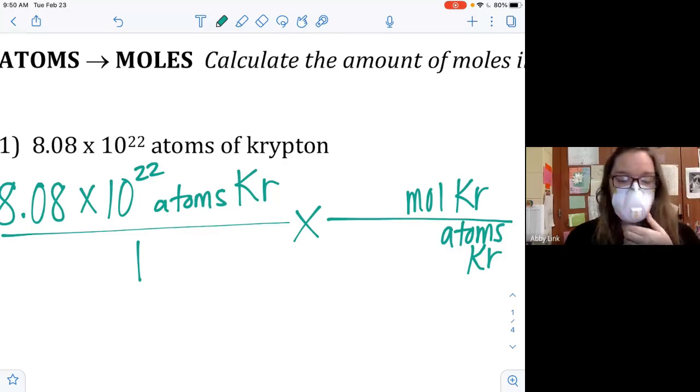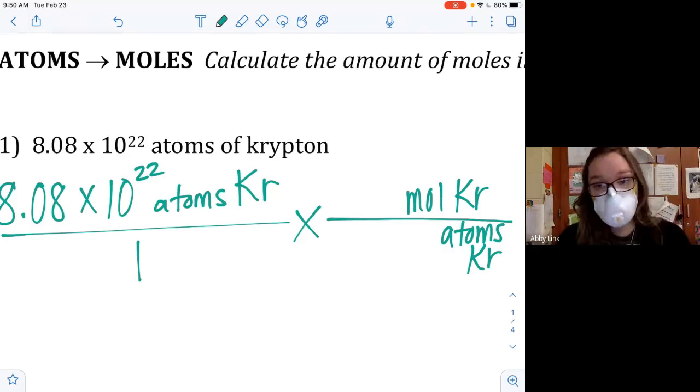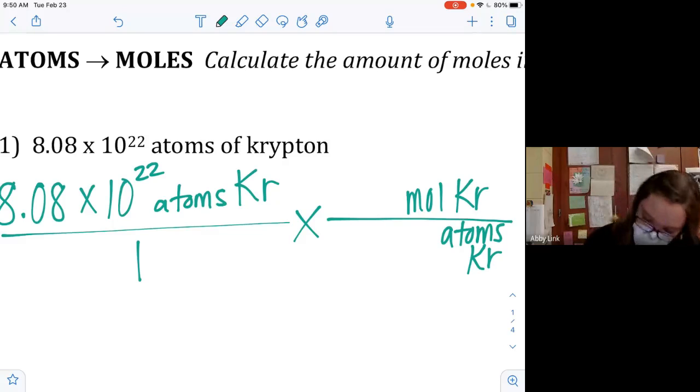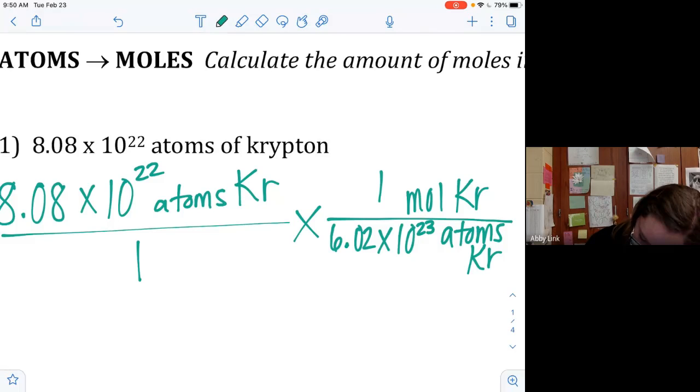All right, again, I'm thinking there's no grams here, so molar mass is not going to help me. We must be using Avogadro's number. Avogadro's number tells me that in 1 mole of Kr, or krypton, there will be 6.02 times 10 to the 23rd atoms of krypton.